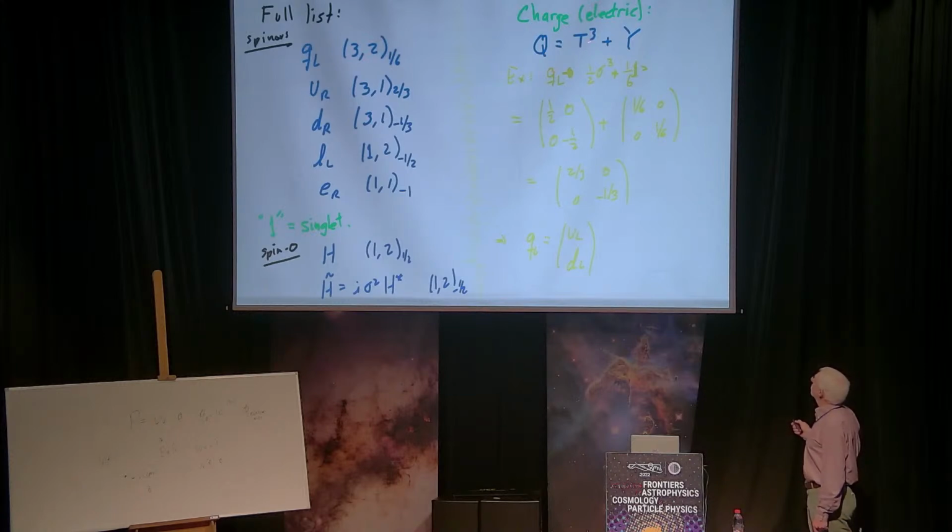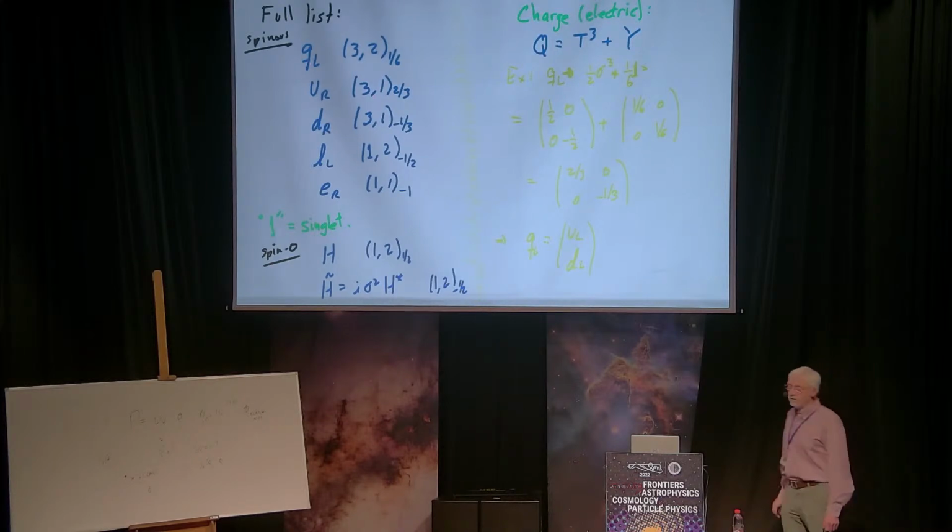And remember, this is how things transform under SU2. So this is a doublet. So doublets are Pauli matrices. So here's the Pauli matrix times 1/2. And then Y, we say is 1/6. So it's 1/6, and because it's an overall phase, it acts equally on both components. And if I add these two numbers, I get this matrix, 2/3 and -1/3.